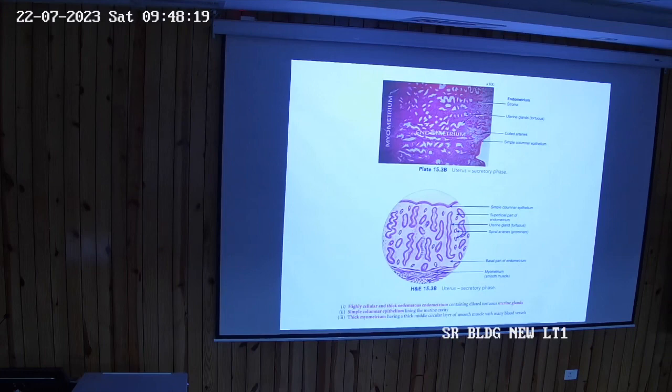Very simple. So this is the secretory stage. In the secretory phase, you will see tortuous and elongated uterine glands, and the rest of the things are the same, no change. So to differentiate whether it is the proliferative phase or the secretory phase, see the lamina propria, and in the lamina propria, the part to look at is the uterine glands.